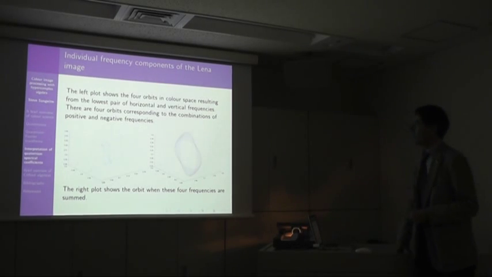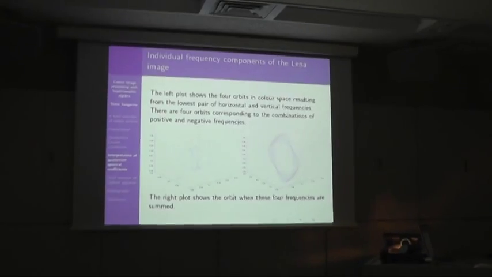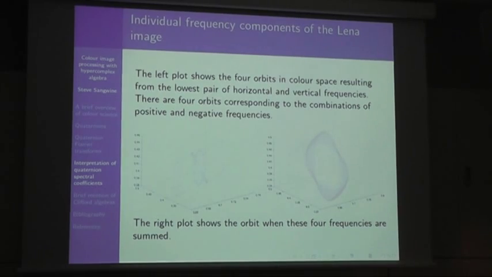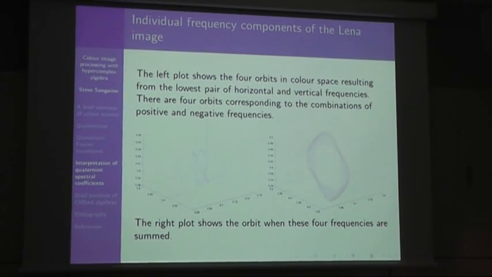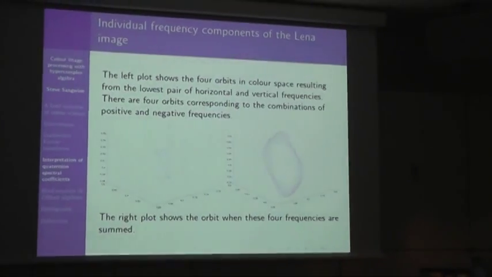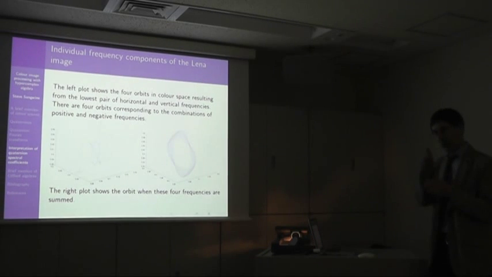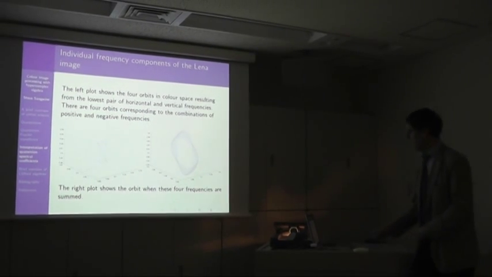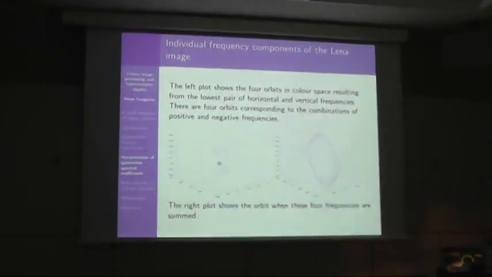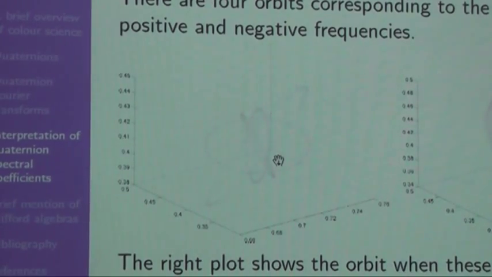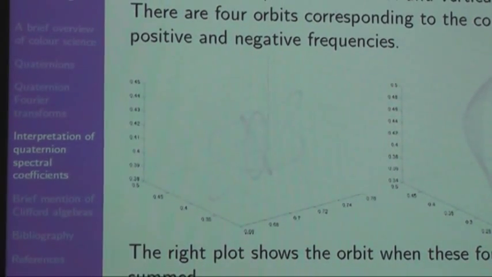And this is what it looks like. If we take an image, this is the Lena image, which is the one you saw in the movie, and because it's a 2-dimensional image, at each frequency in the image we have 4 spectral coefficients. We can have a horizontal frequency and a vertical frequency, and they can be combined, positive and negative. So we get 4 coefficients, and those 4 coefficients produce 4 circular paths in RGB space. So the plot on the left is RGB space.